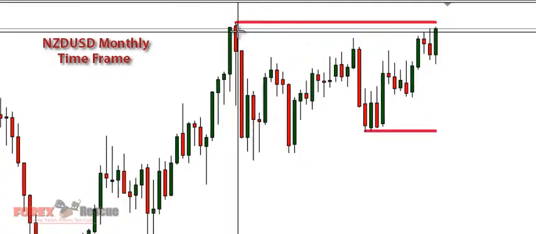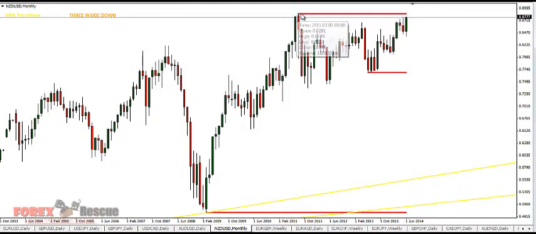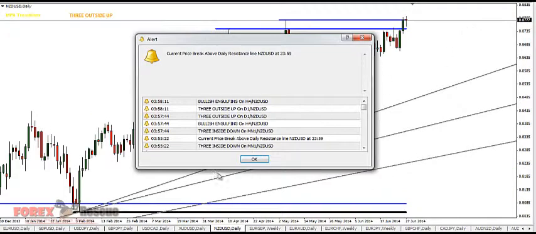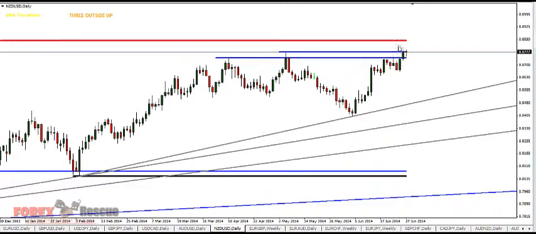This resistance was formed at about 2011. You can see it's a major area of resistance. It was in 2011 that this pair got to this price, and so we'll be looking for a price action setup around this area to go short, except there is a strong momentum that comes into this market. Once there is a strong momentum, it will push price beyond this level and price will look to go up.